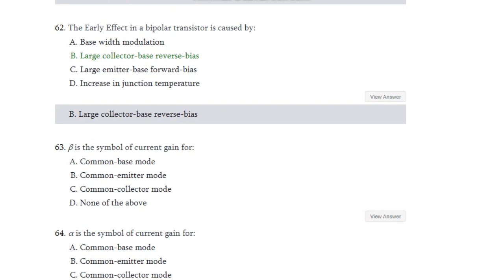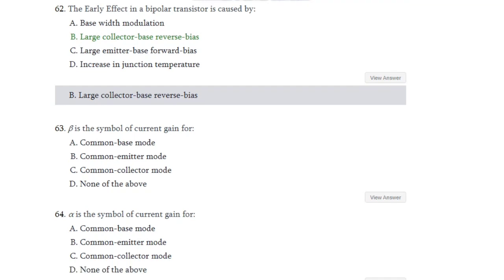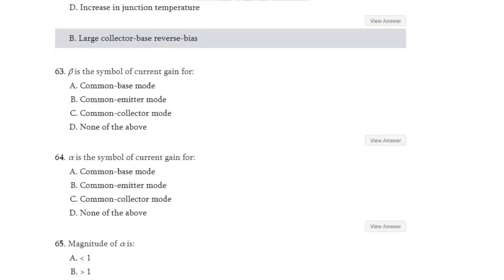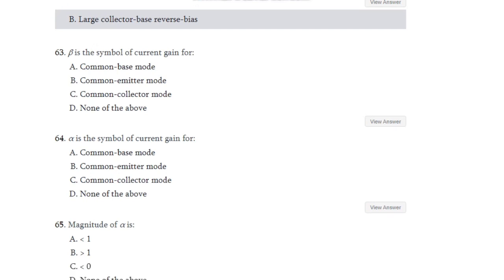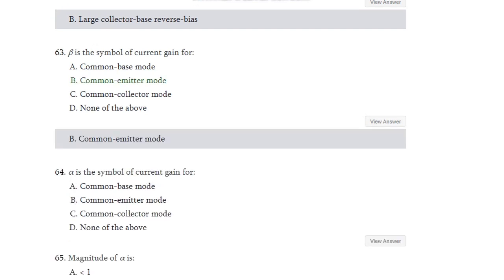Question number 63: beta is the symbol of current gain for what? Common base mode, common emitter mode, common collector mode, or none of the above. And the answer is beta is the symbol of common emitter mode.